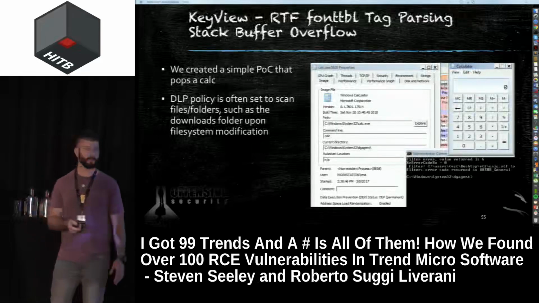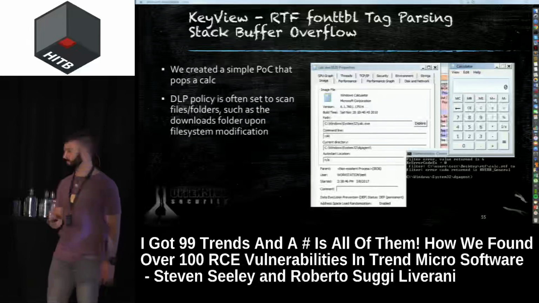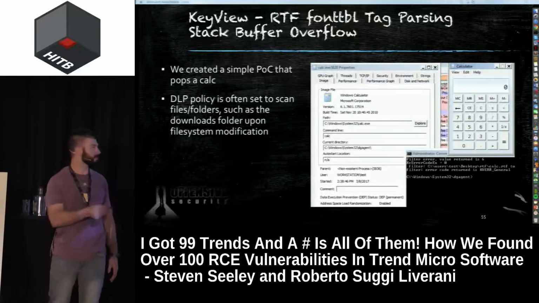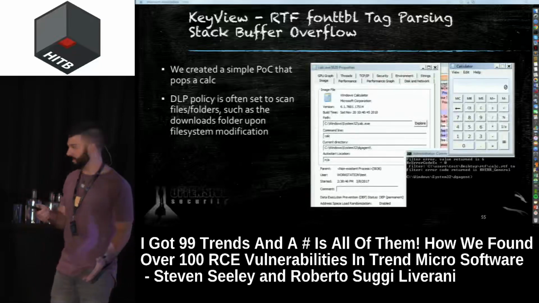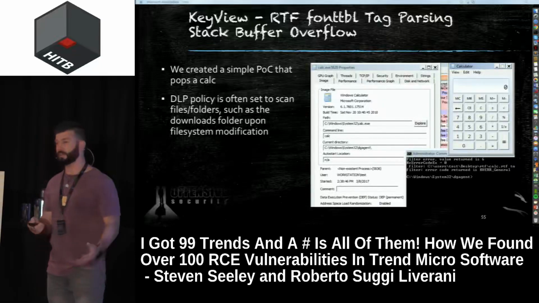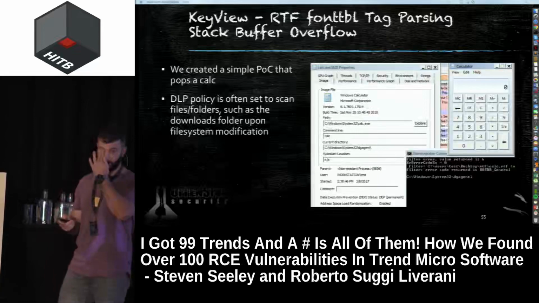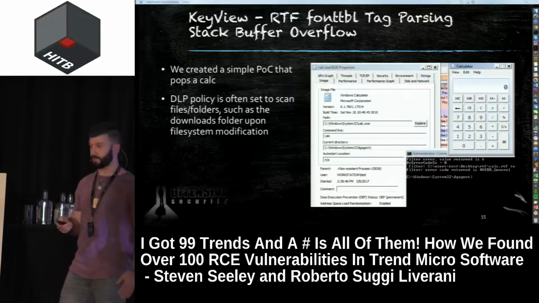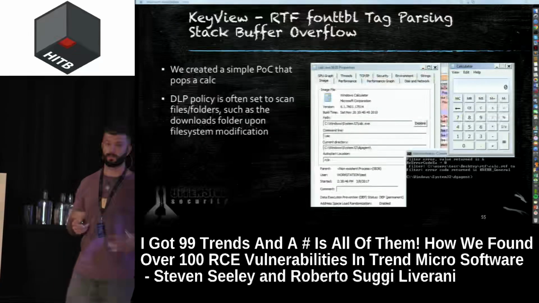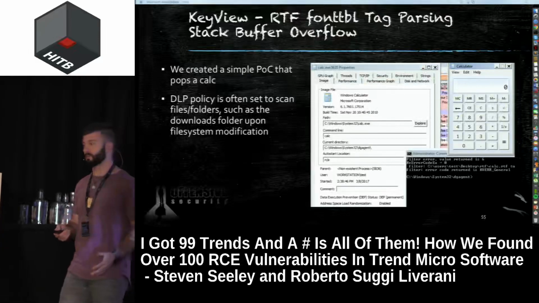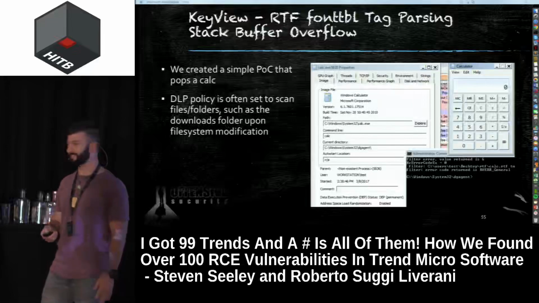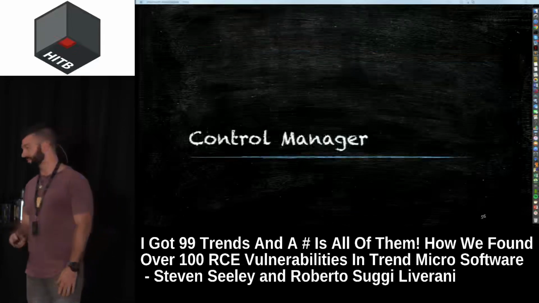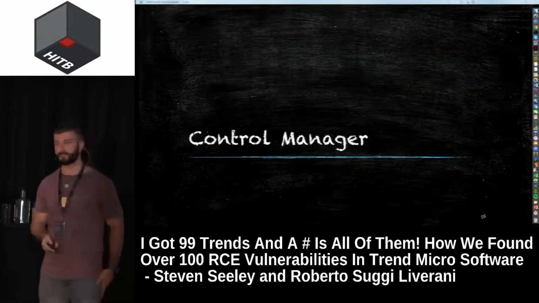I honestly think I whipped this up in like 10 minutes or something, and it pops calcs and stuff. With 200 plus file formats, I honestly lost track of how many vulnerabilities we found in this. After a while they would just send us an email saying, okay, we're going to end-of-life this product. We were like, okay, whatever, just pretend like we didn't find these or something. So yeah, and now we'll move on to Control Manager.